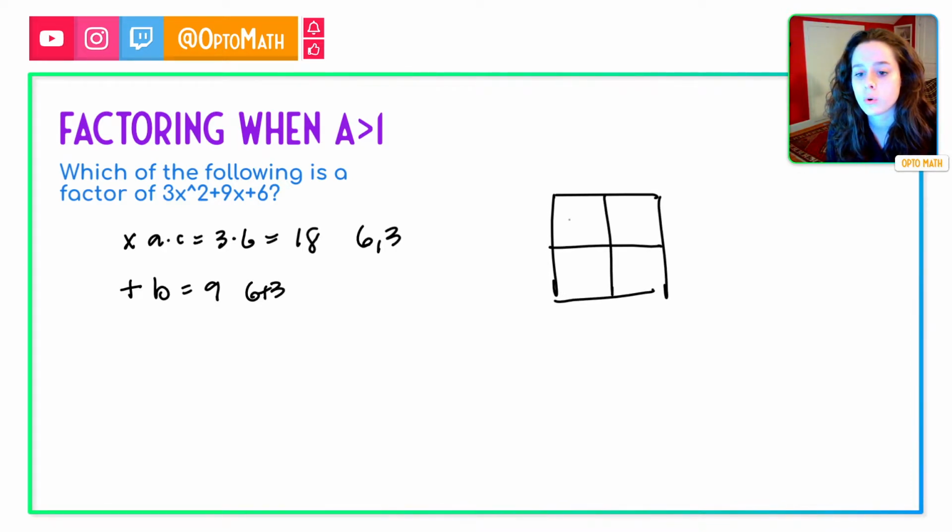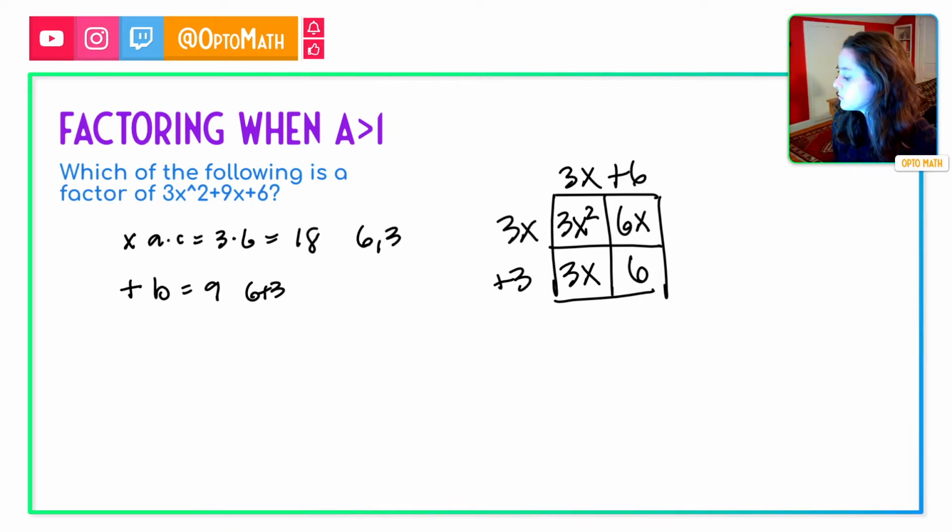Top left is your ax squared term. Bottom right is your c. And you replace it with the two numbers you found with an x, and now we find the GCF. GCF of 3x squared and 6x is 3x. GCF of 3x and 6 is 3, and that's a positive. GCF of 3x squared and 3x is 3x, and GCF of 6x and 6 is positive 6.